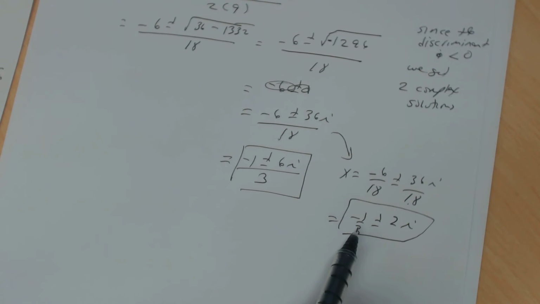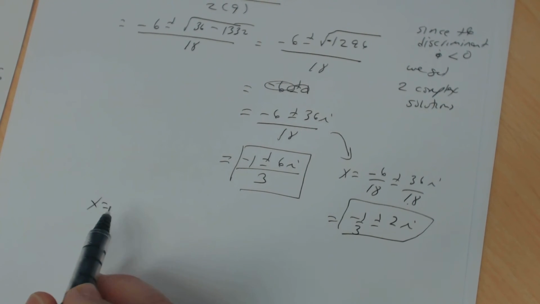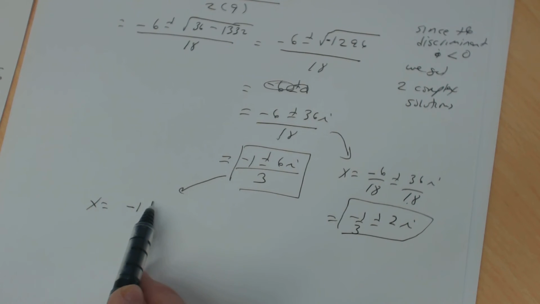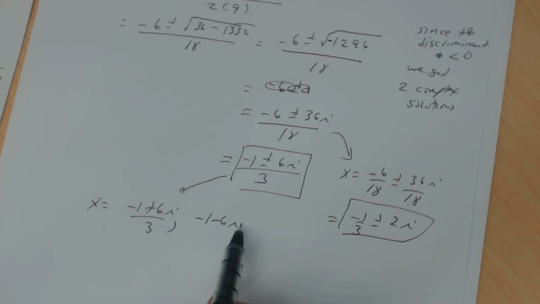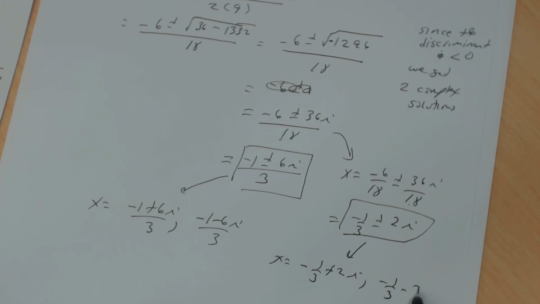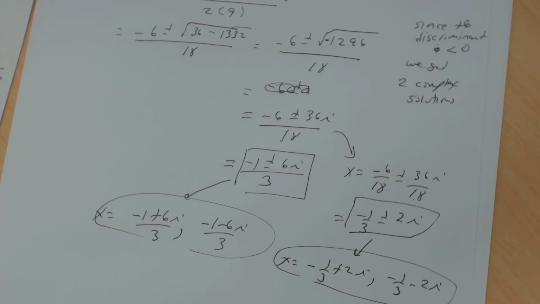If you want to write it as two separate solutions, there are multiple ways of writing that as well. So look at the different ways. Let's use this one here. I can write this as negative 1 plus 6i over 3, comma, negative 1 minus 6i over 3. If I use this one, I can write it as x equal negative 1/3 plus 2i, comma, negative 1/3 minus 2i. So those are all multiple ways of writing solutions.